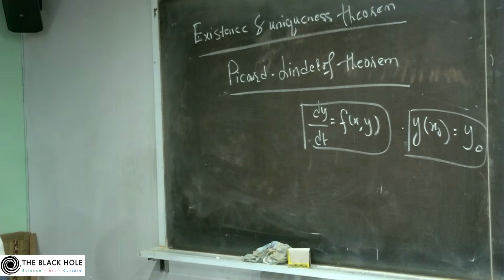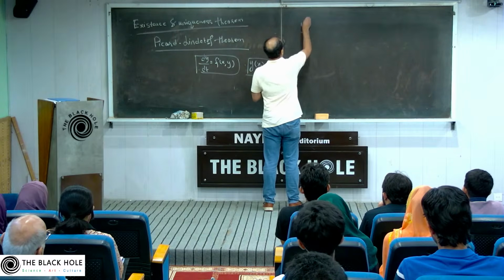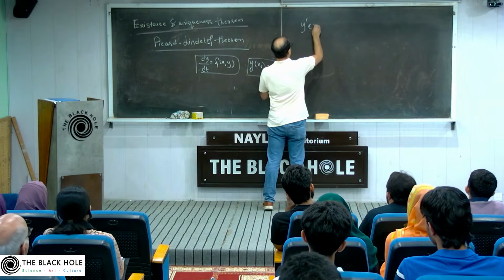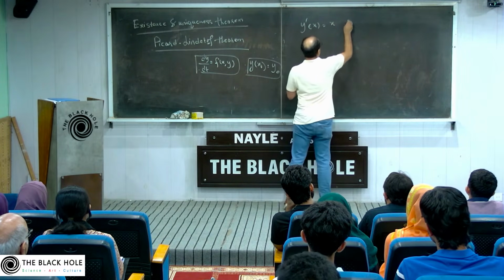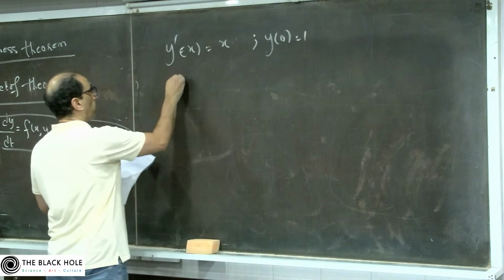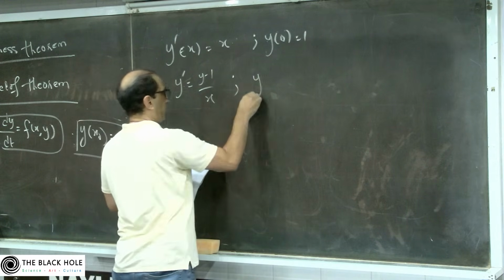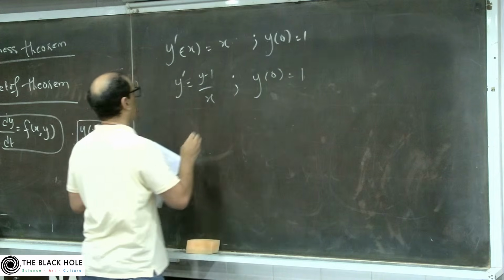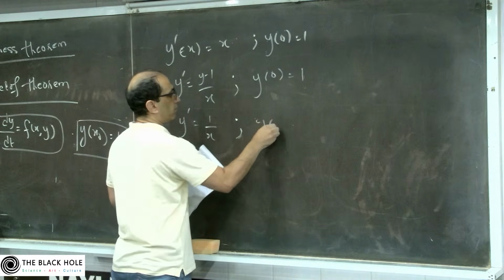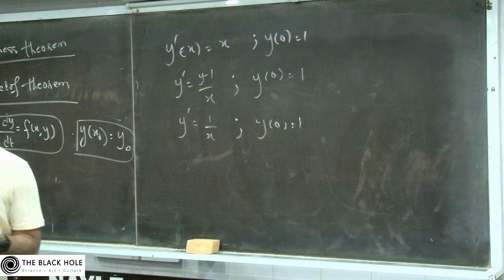So let me write down 3 equations and let's see what is the lesson that we learn from there. Subject to y of 0 is equal to 1, y dash is equal to y minus 1 over x, y of 0 is equal to 1, and y dash is equal to 1 over x, y of 0 is equal to 1. All right.